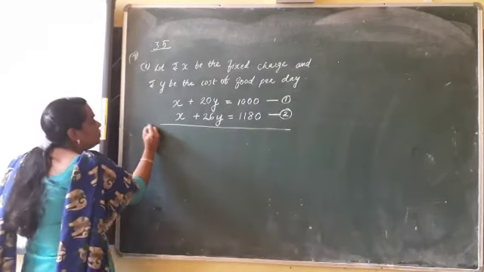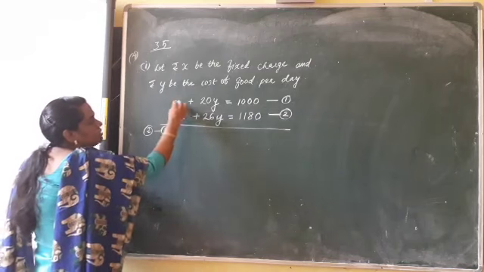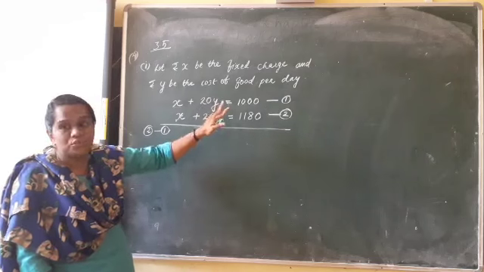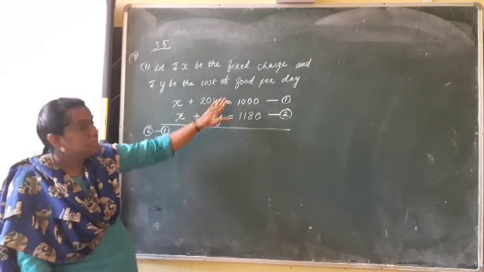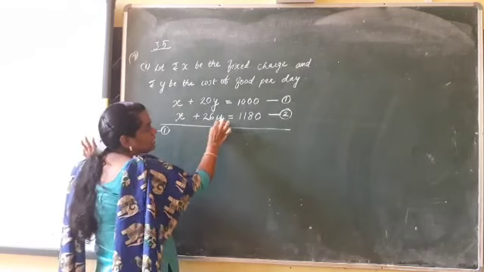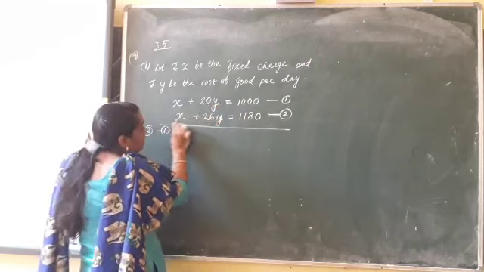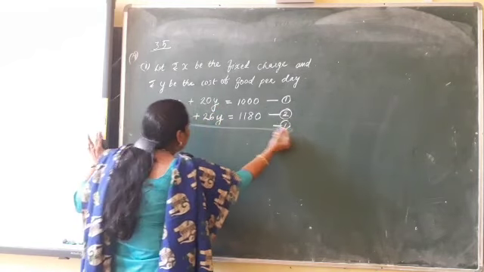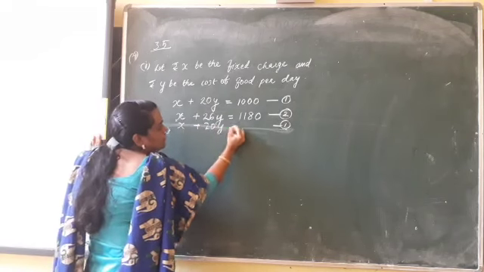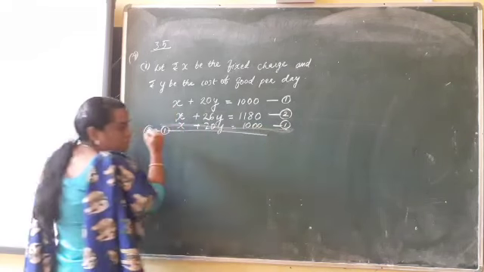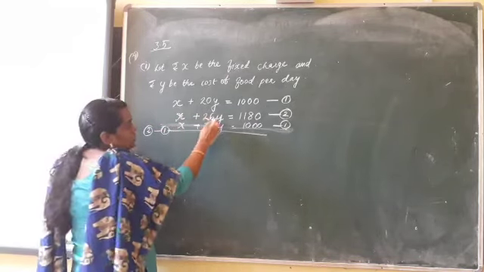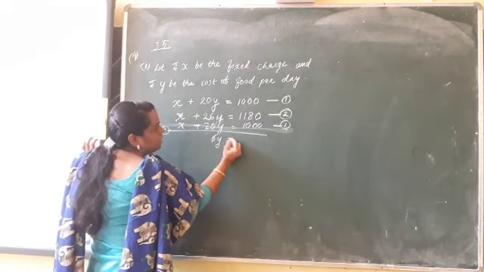So equation 2 minus equation 1. x minus x is cancelled. 26y minus 20y, that is 6y. 26 minus 20. If you have any doubt, you can write equation number 1 below equation number 2, then you won't have any doubts. 1180 minus 1000. Now subtraction is easy. If you write them together, x minus x gets cancelled. 26 minus 20, 6y.